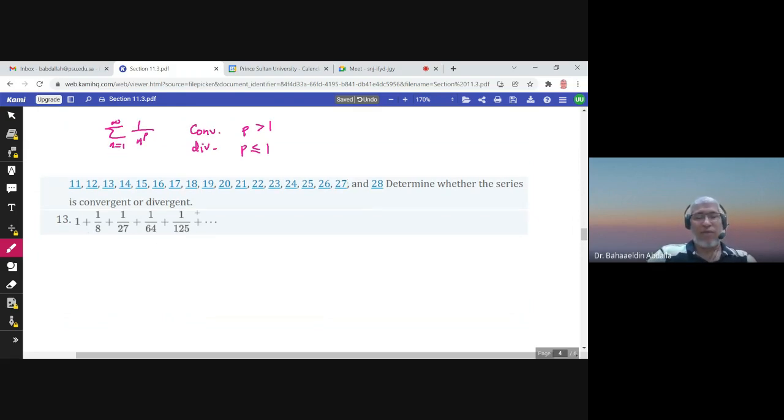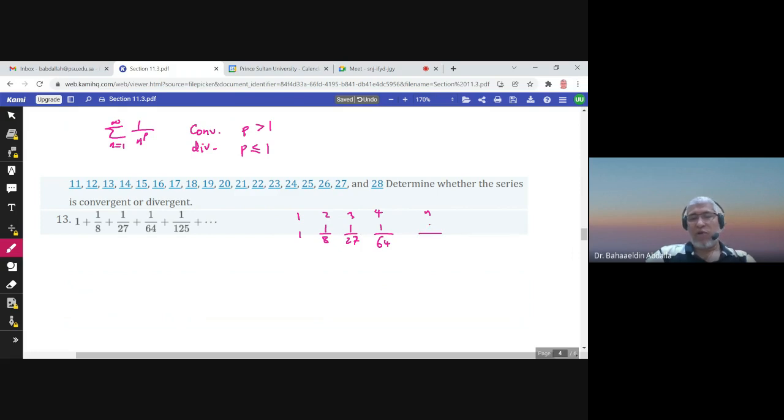So here, determine whether the series is convergent or divergent. I need to find a_n, the nth term of this series. I need to write it in this form. So let me see, the first term is 1 if I deal with it as a sequence. So the first term is 1, the second term is 1 over 8, the third term is 1 over 27, the fourth term is 1 over 64. Now what would be the nth term?